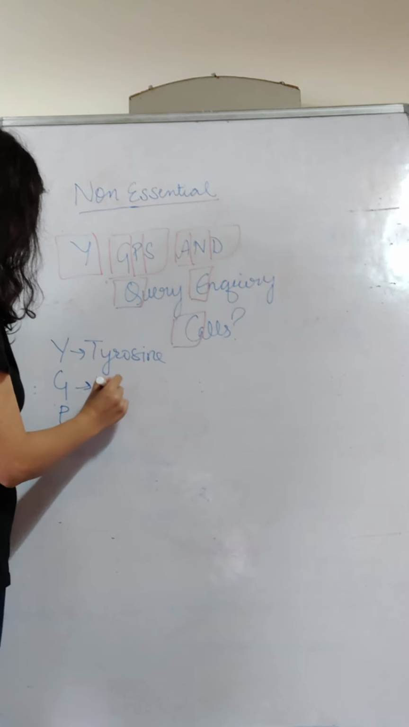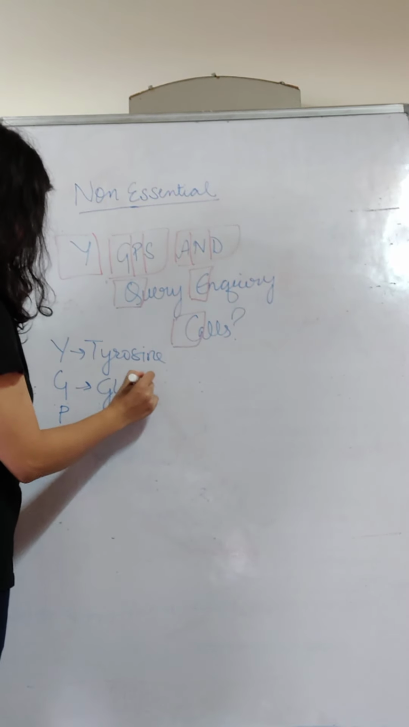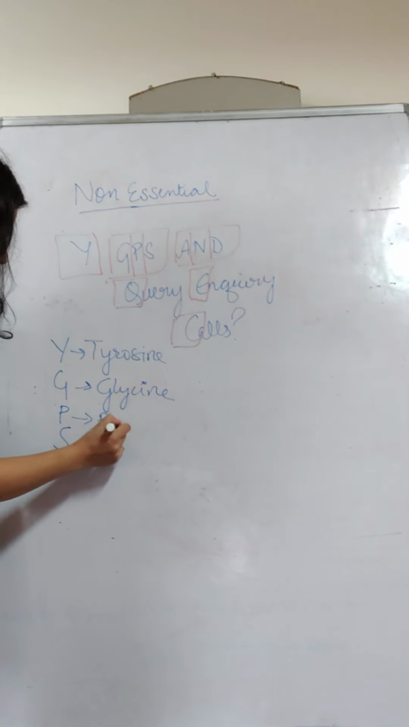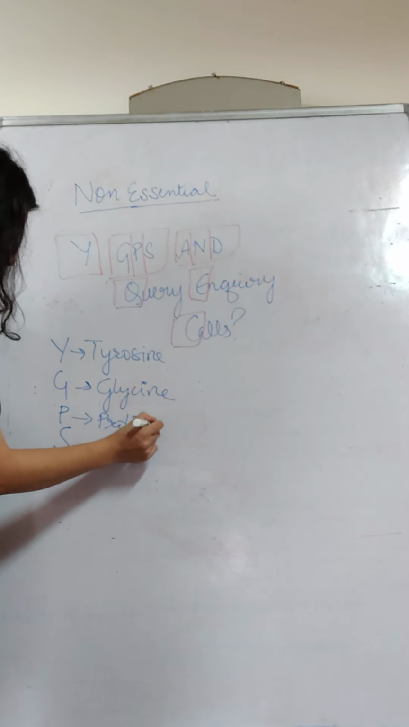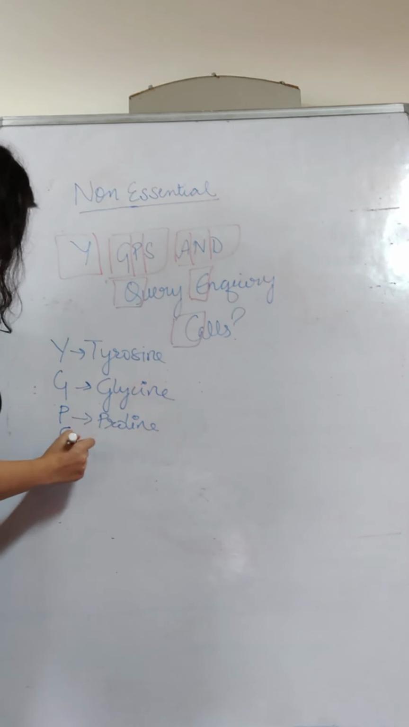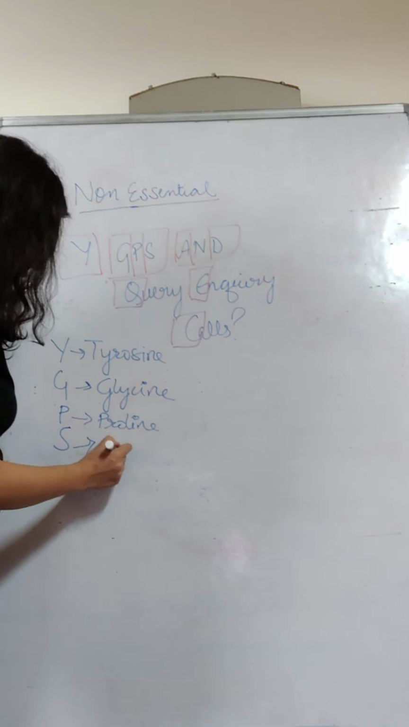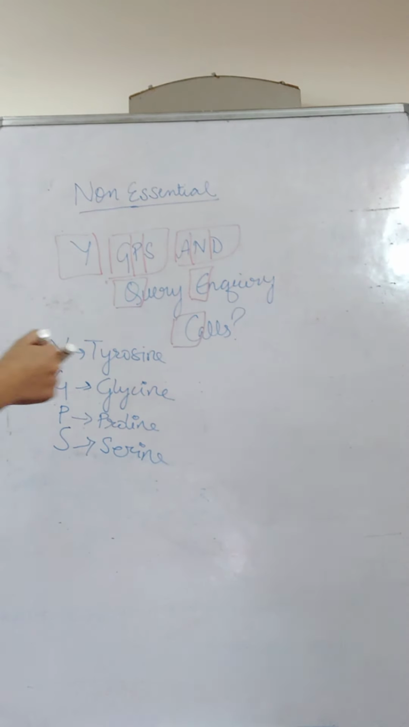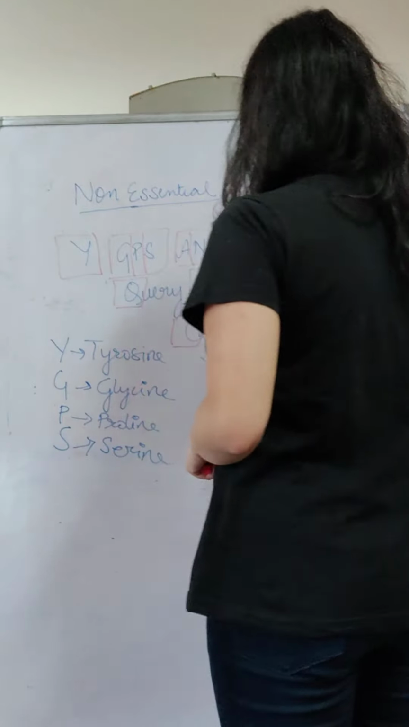G is for glycine. P is for proline. Proline is a cyclic amino acid. Here you can remember this as well. S is for serine. YGPS.